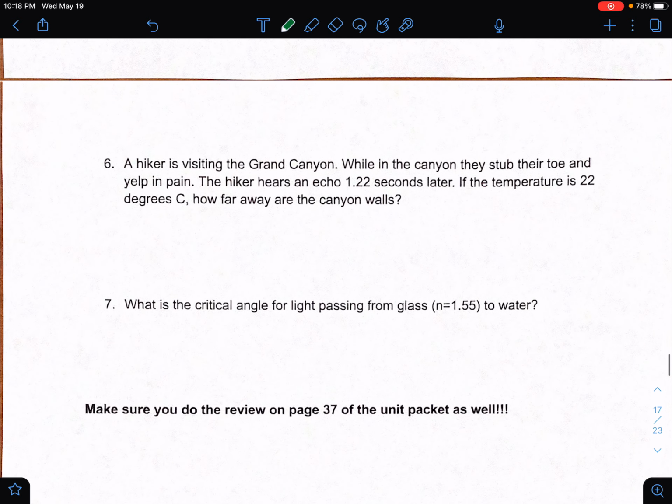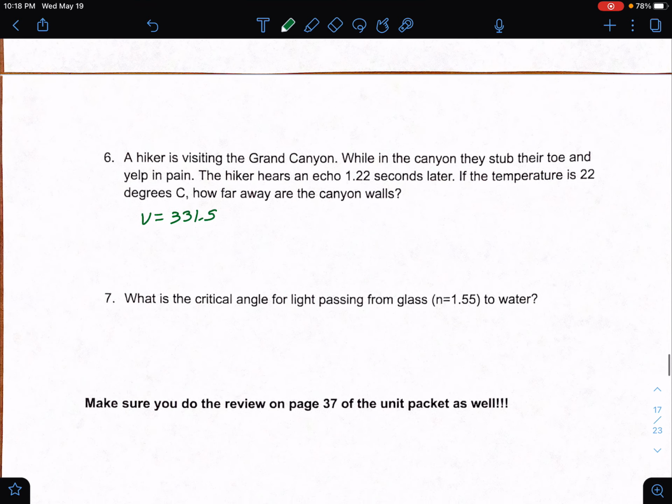Okay, number 6. A hiker is visiting the Grand Canyon. While in the canyon, they stub their toe and yelp in pain. The hiker hears an echo 1.22 seconds later. If the temperature is 22 degrees Celsius, how far away are the canyon walls? Okay, so it gave me temperature, and we're talking about sound, so we're going to go ahead and do velocity equals 331.5 plus 0.6 times my temperature, which is 22. And you get a velocity of 344.7 meters per second.